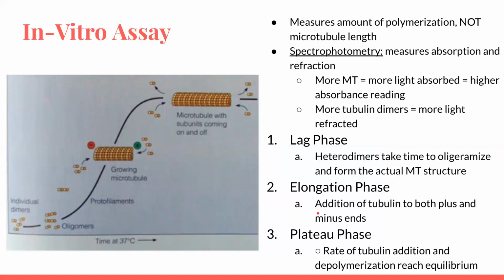Remember that this occurs in a closed system, so there's a finite amount of tubulin and a finite amount of GTP. Over time, if you let the experiment go long enough, GTP is going to be hydrolyzed to GDP, because remember, beta tubulin has that ability. So if you let it go long enough, all the microtubules will depolymerize due to all the GTP being hydrolyzed.